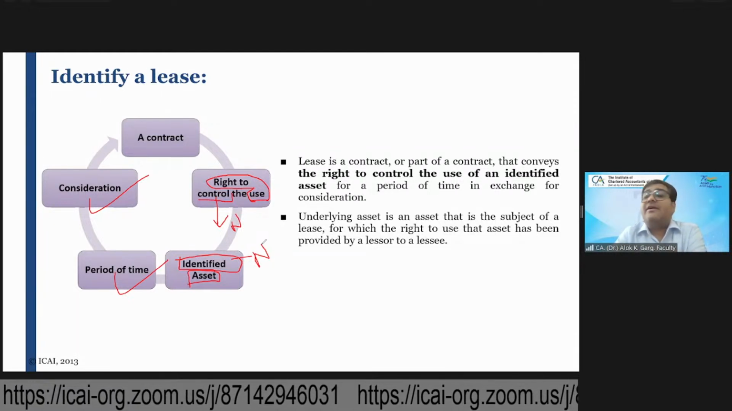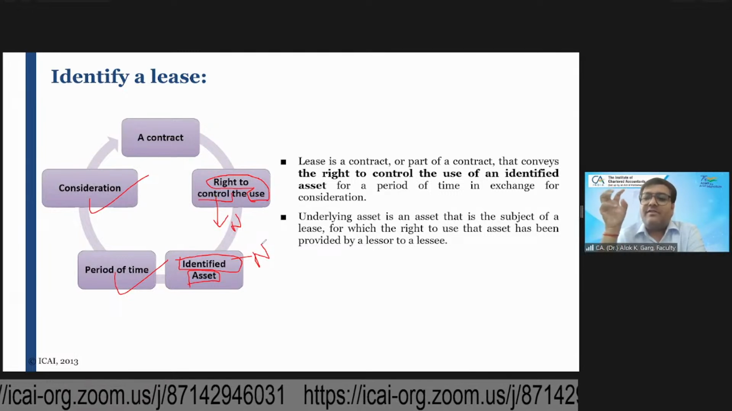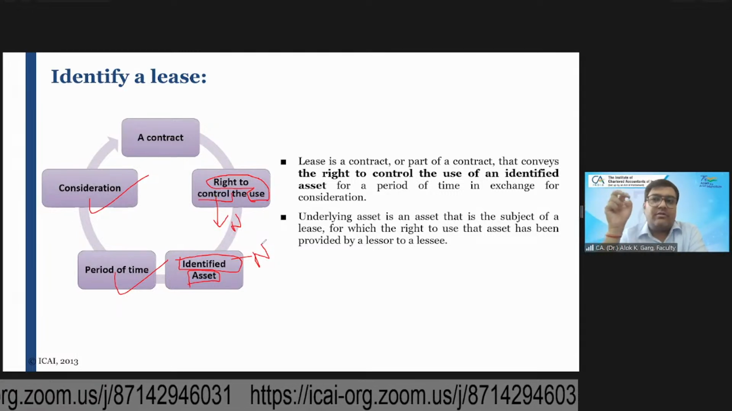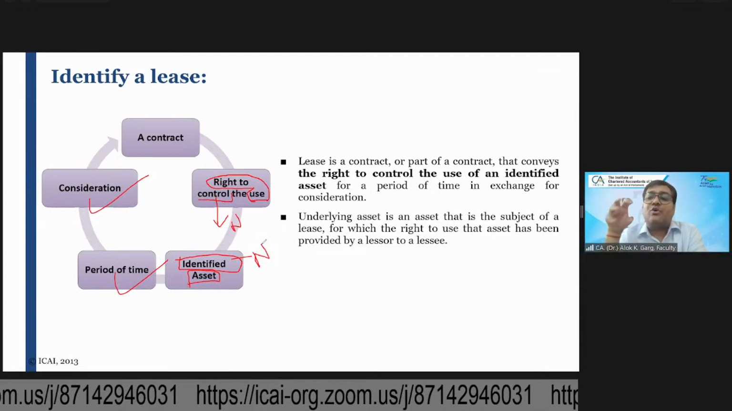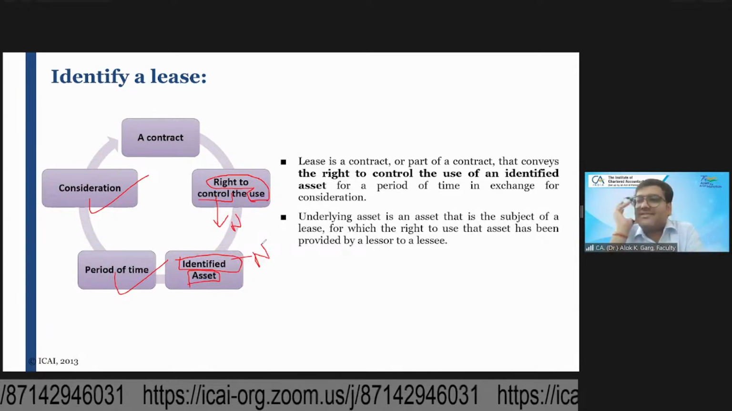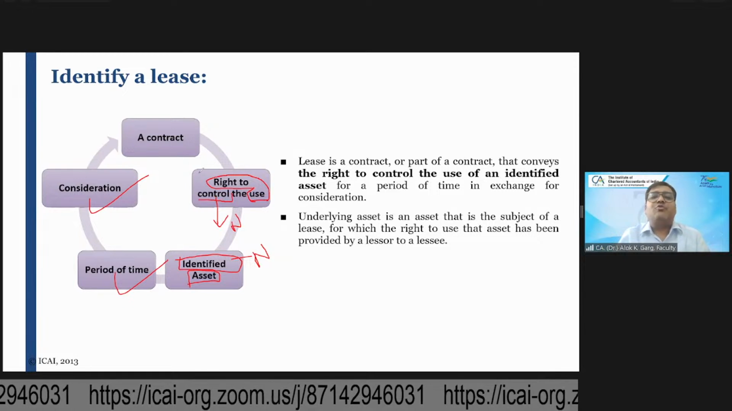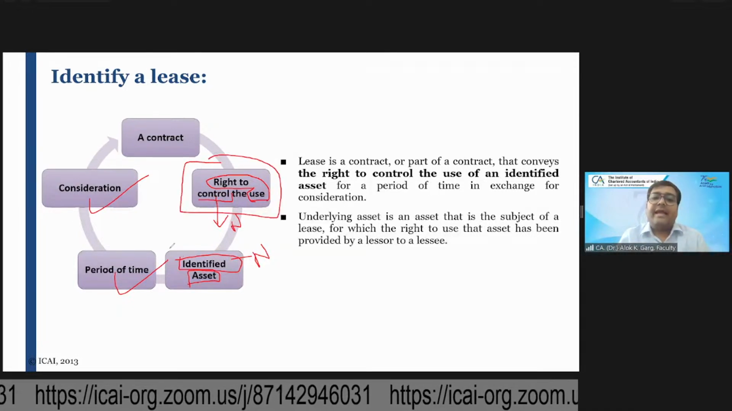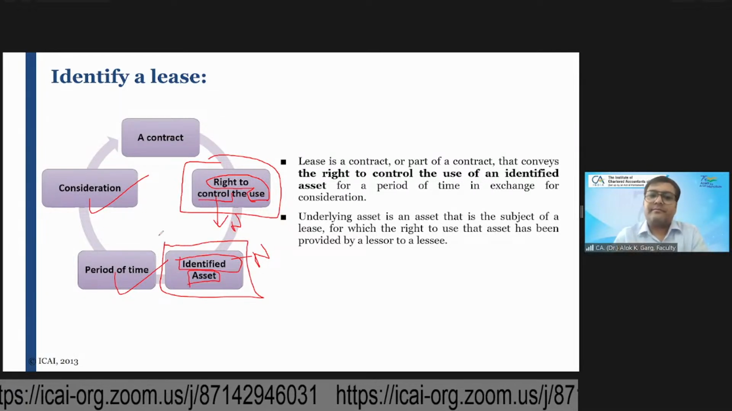Sir, what is meant by control? So, as per Ind AS 116, a lease is a contract where the lessor transfers the right to control the use of an identified asset for a period of time in exchange for a consideration. Right? So, friends, we will discuss these two concepts one by one: right to control the use of an asset and the concept of identified asset.